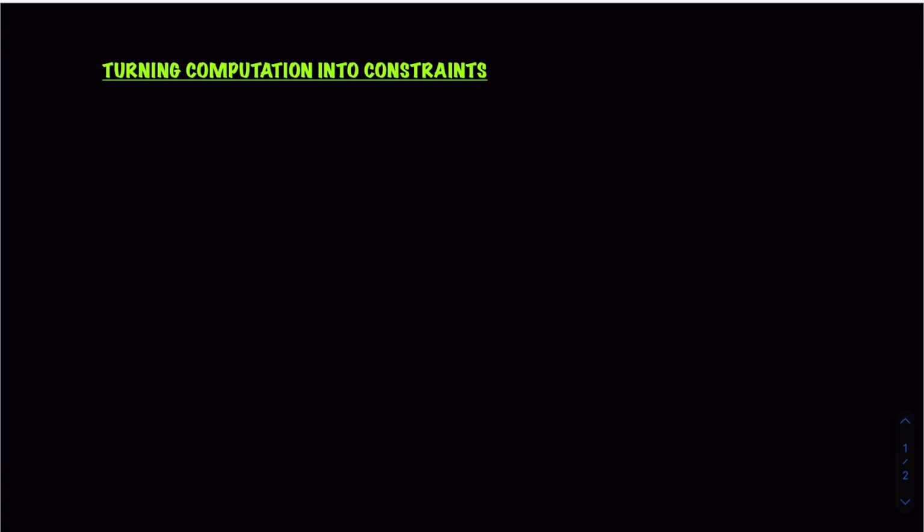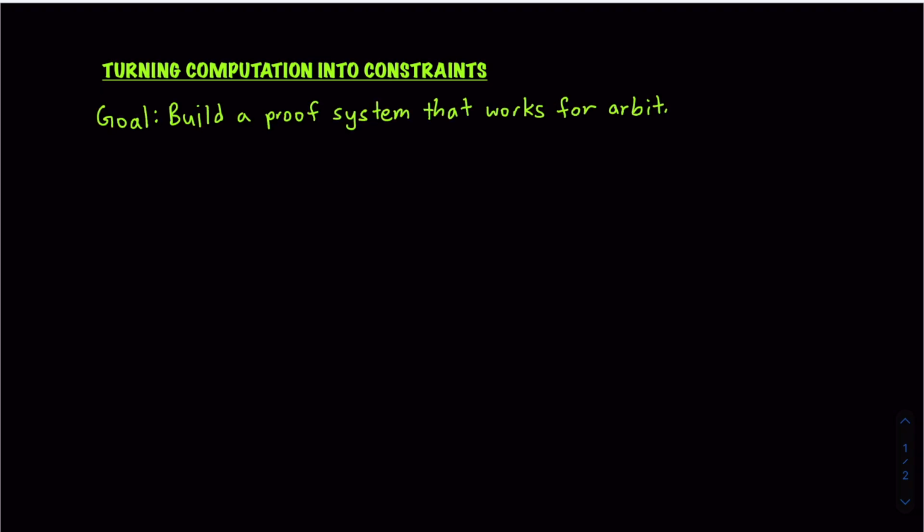Let's start by zooming out and remembering the big goal of this whole series. We want to build a proof system that works for any arbitrary computation. To do that, we need a way for a prover to convince a verifier that a computation was done correctly, without the verifier having to redo all the work. That's exactly what PLONK helps us achieve.